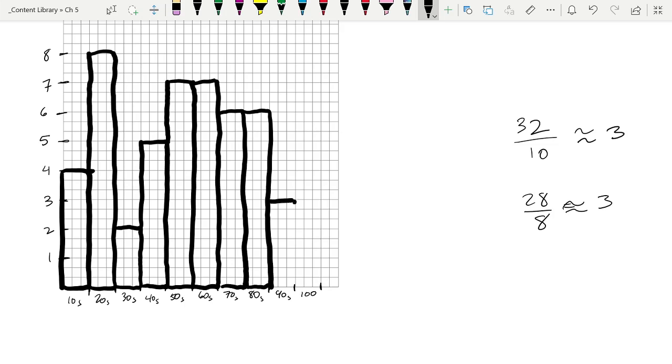And then again, nobody was perfect in this class, so nobody in the hundreds. But then again, there was nobody below 10 either, so that's nice.